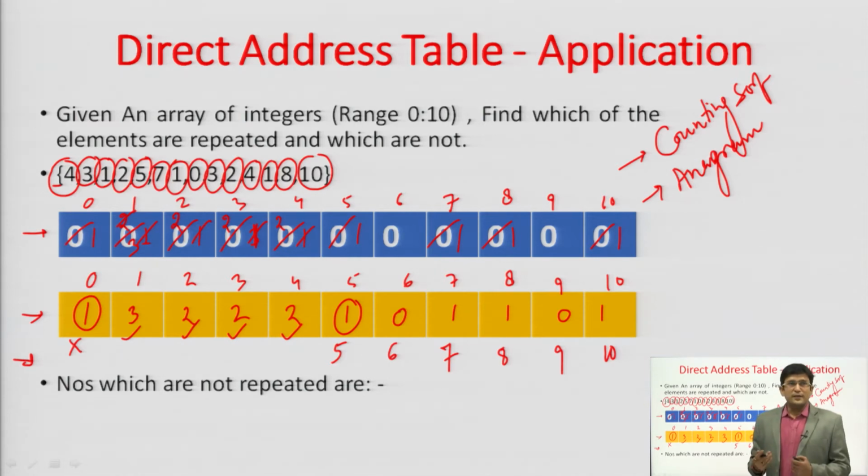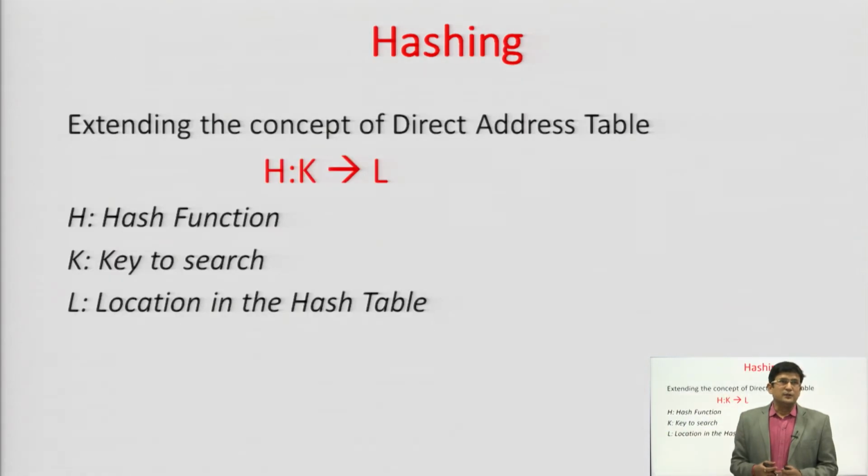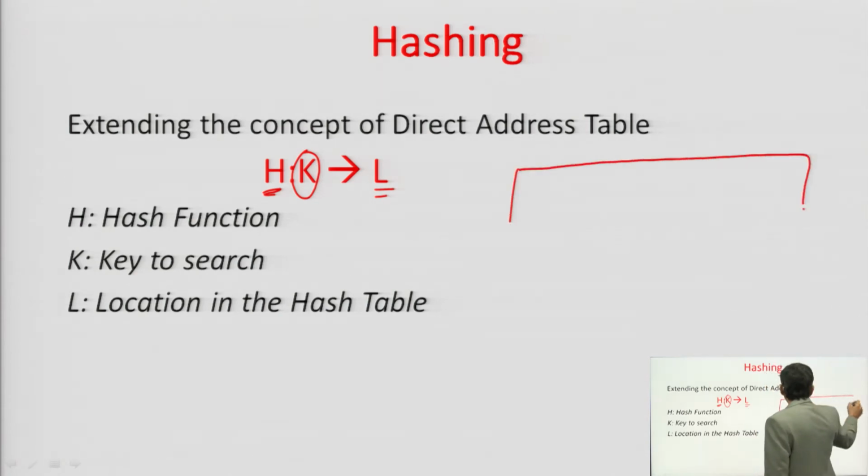So now this actually creates the motivation, or the background, behind the hashing technique. So we have a key value. In case you apply a hash function on the key value, you will get a location L. Let us say there is a table.